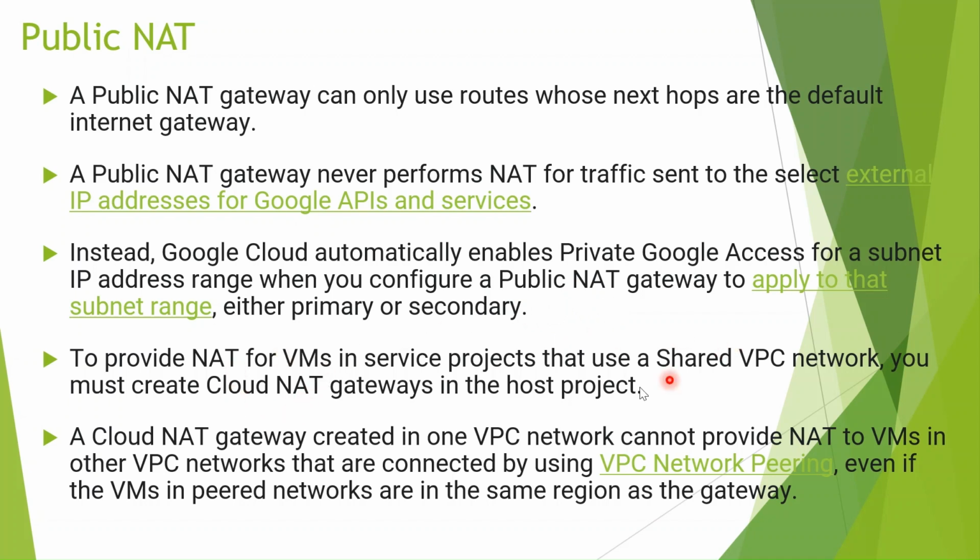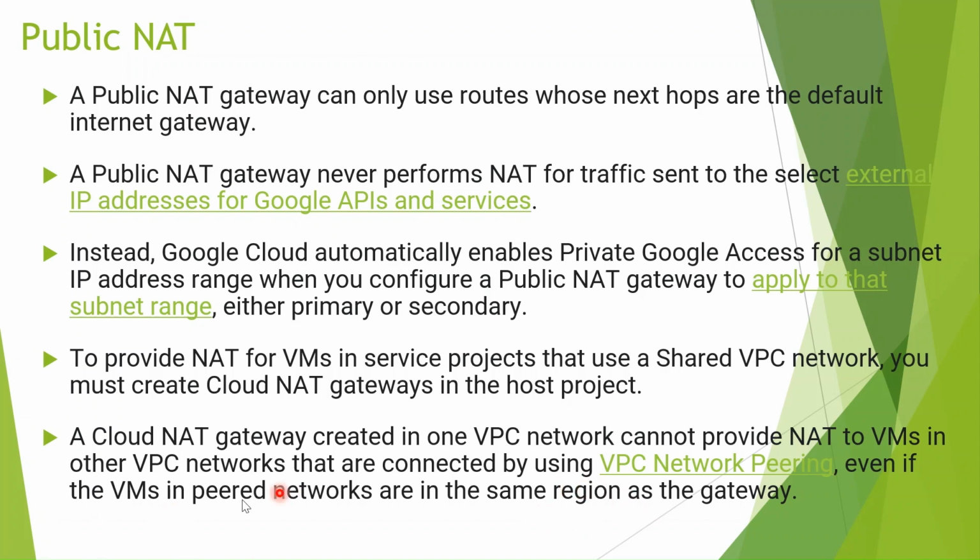If you are using a shared VPC network and you want to share the NAT with the service projects, always create NAT gateways in the host project. Another thing to note: when you create a Cloud NAT gateway in one VPC network, it cannot provide NAT to VMs in other VPC networks, such as those connected by VPC peering.